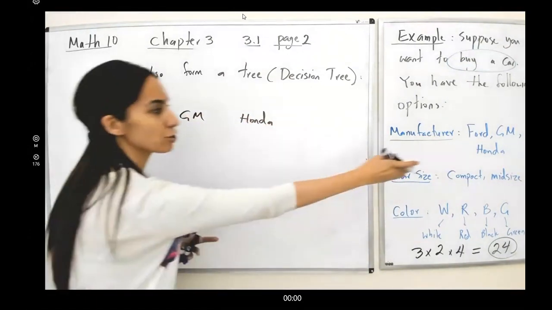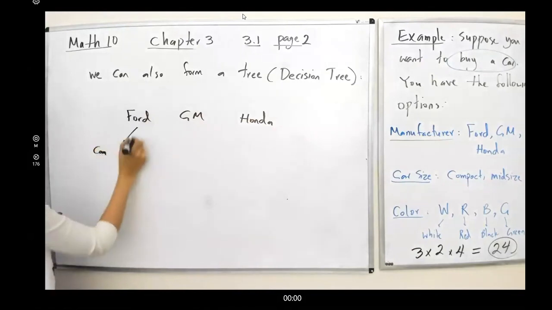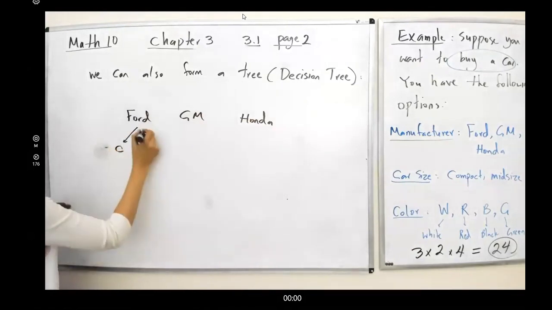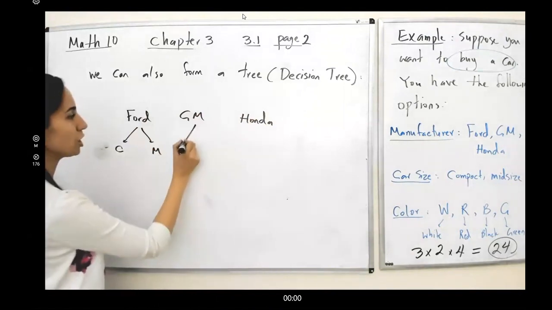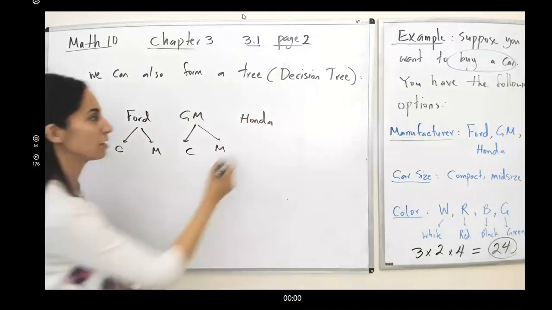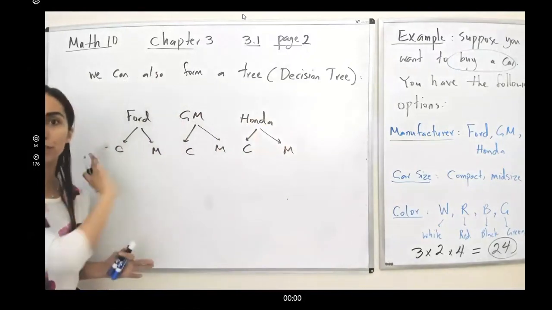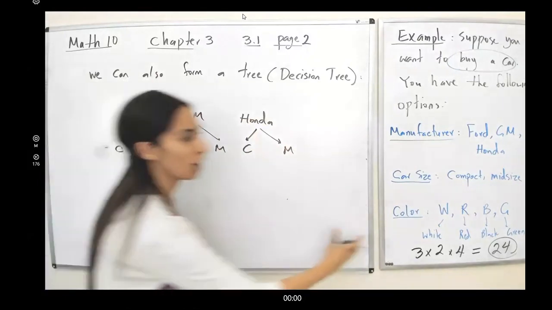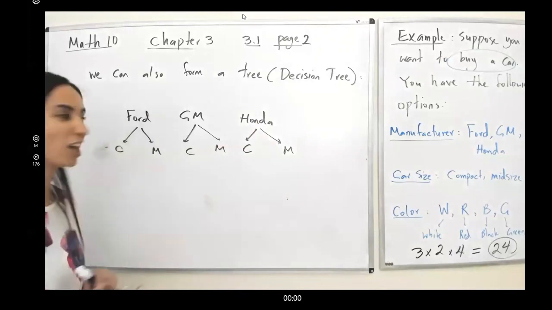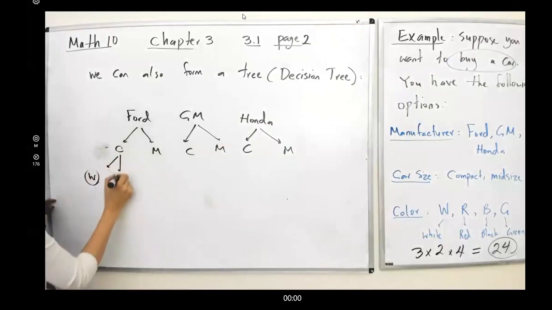Ford can be matched to a compact or mid-size car. So it can be compact, or let me write C, and mid-size. GM has these options as well, compact or mid-size. You have the same for Honda, compact or mid-size. For each of these sizes, you have 4 different options of color. So it can be white, or red, or black, or green.